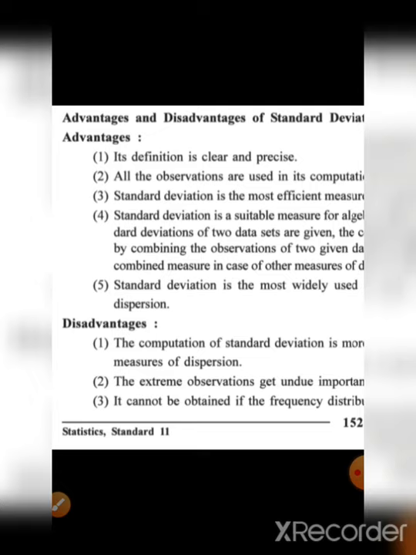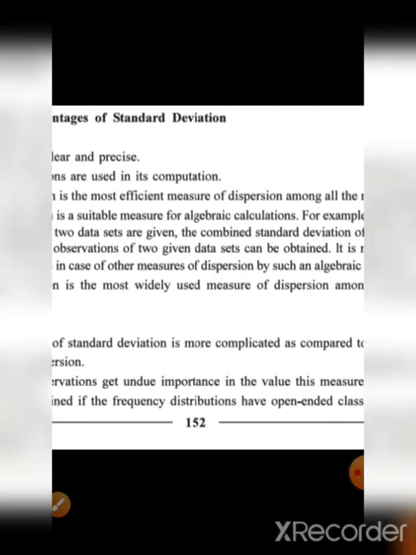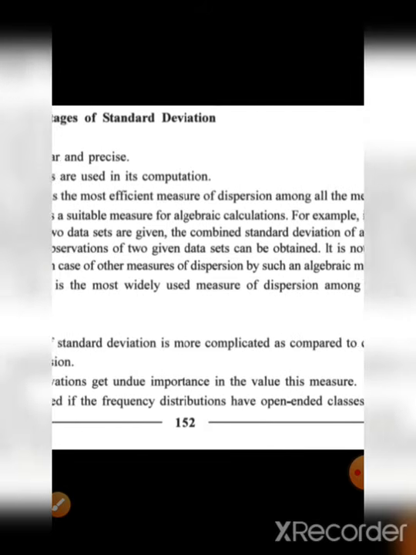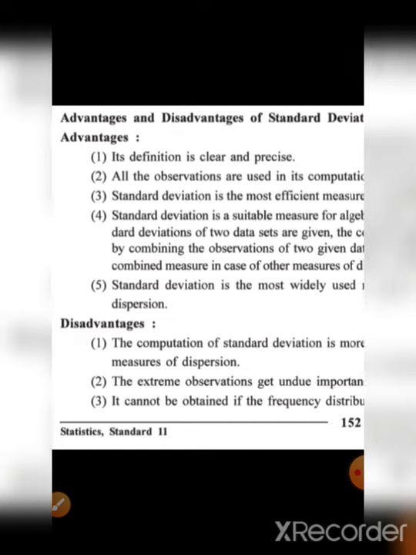And the last disadvantage for standard deviation is that it cannot be obtained if the frequency distribution has open-ended classes, right? Yes, children, as you know, when the classes are open-ended, we are unable to find the mean, right? And as we are unable to find the mean, you can't find the standard deviation, right? So when you have open-ended classes, we are unable to find the standard deviation, and that becomes its disadvantage, right?